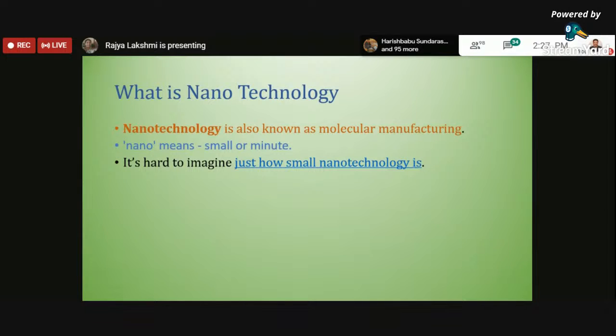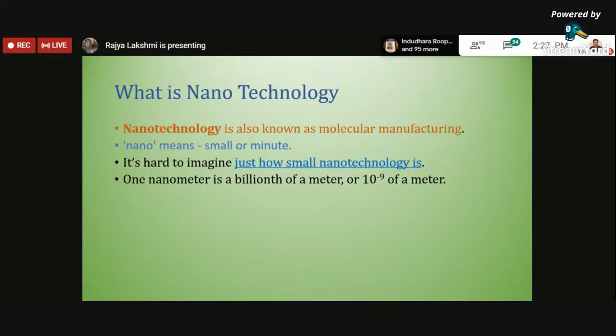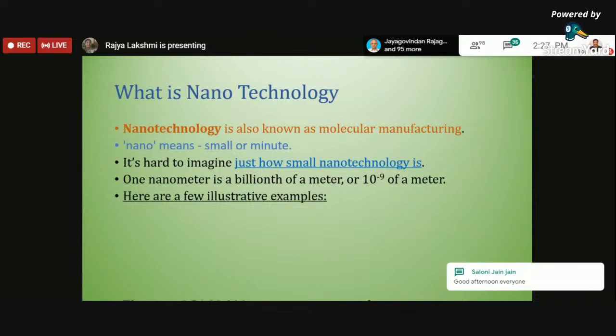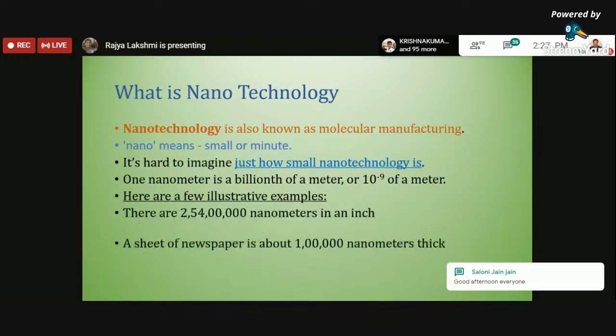Please don't neglect or be the least bothered about the term called nano. It is having a lot of impact on big organizations. Already you people know what nano means. It is 10 to the power of minus 9 meter. So there are so many examples of it.